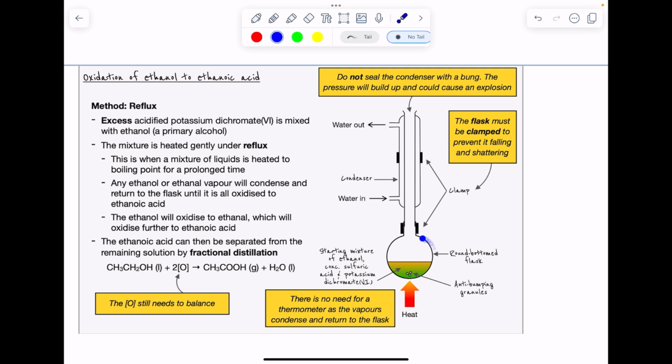To show you the diagram, here's your round bottom flask which contains your mixture of ethanol, sulfuric acid and potassium dichromate(VI). We've got those anti-bumping granules again in order to stop large bubbles forming. As you heat that mixture, the ethanol vaporizes and will want to escape, but because you're heating under reflux, it will return to that round bottom flask where it continues to be oxidized to form ethanoic acid. And as I already said, that ethanoic acid can be separated from the remaining solution using fractional distillation.